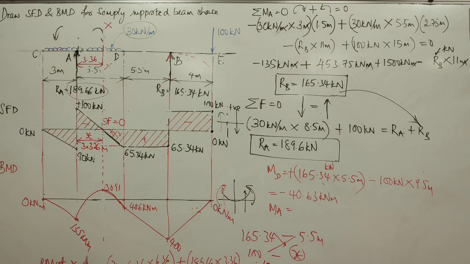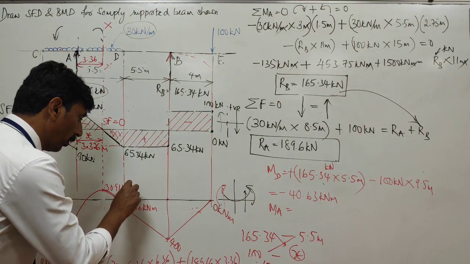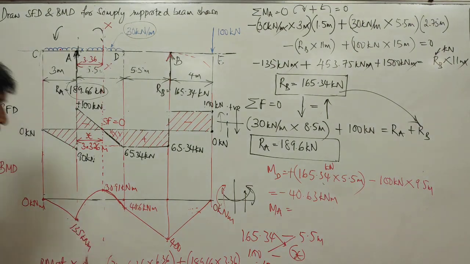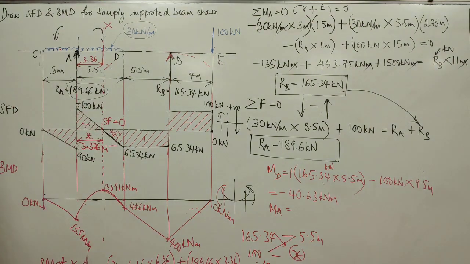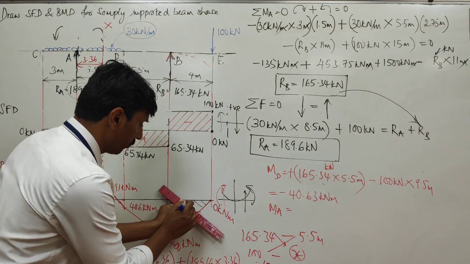So the final bending moment diagram is 0, minus 135 kilonewton meter, 30.91 kilonewton meter, 40.6 kilonewton meter. This is 400 kilonewton meter, and this is 0 kilonewton meter. So once you have done this, then you can shade this diagram here this way.